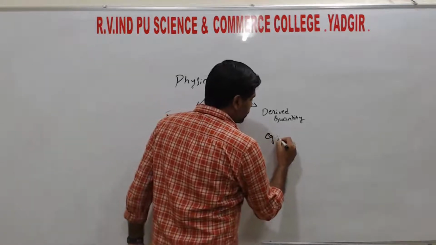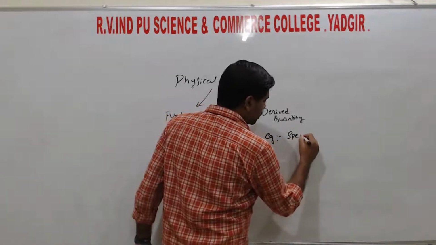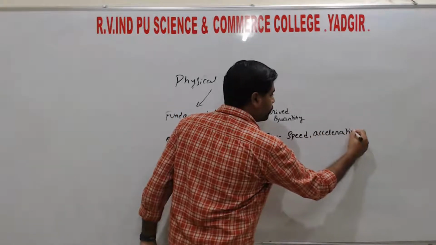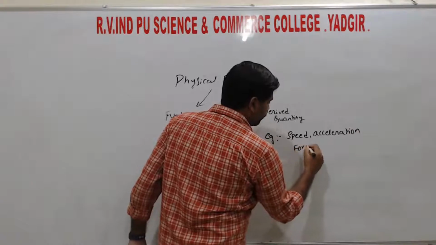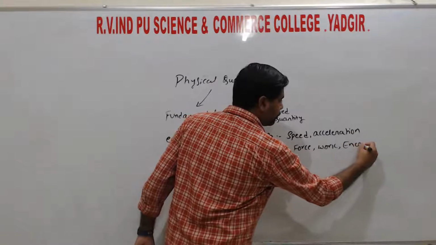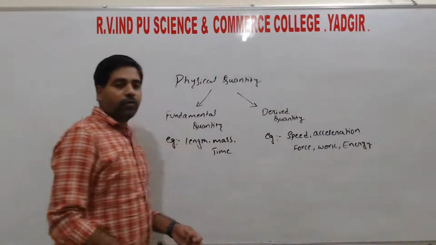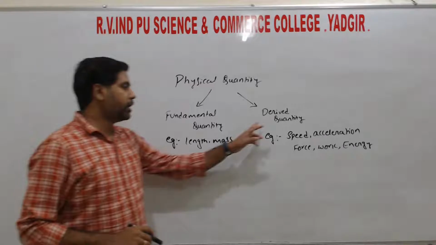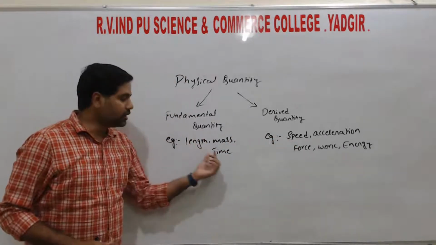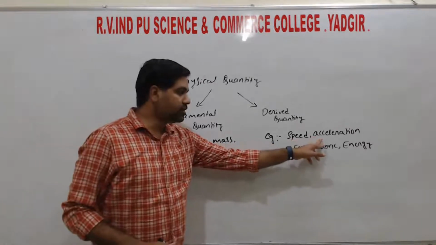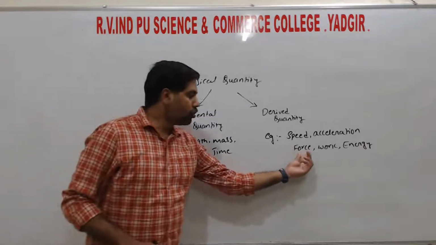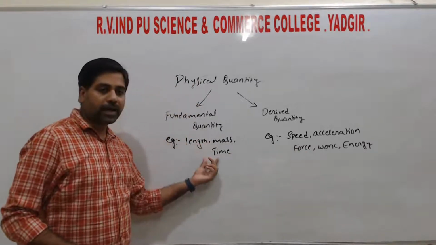Similarly, examples of derived quantities are speed, acceleration, force, work done, that is work, and energy. These are a few examples of derived quantities. Here speed is derived using the fundamental quantities length and time. Acceleration is derived from length and time square. Force is mass and length by time square.